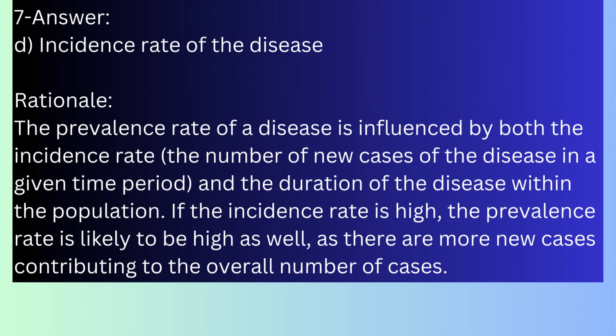Answer: D. Incidence rate of the disease. Rationale: the prevalence rate of a disease is influenced by both the incidence rate, the number of new cases of the disease in a given time period, and the duration of the disease within the population. If the incidence rate is high, the prevalence rate is likely to be high as well, as there are more new cases contributing to the overall number of cases.